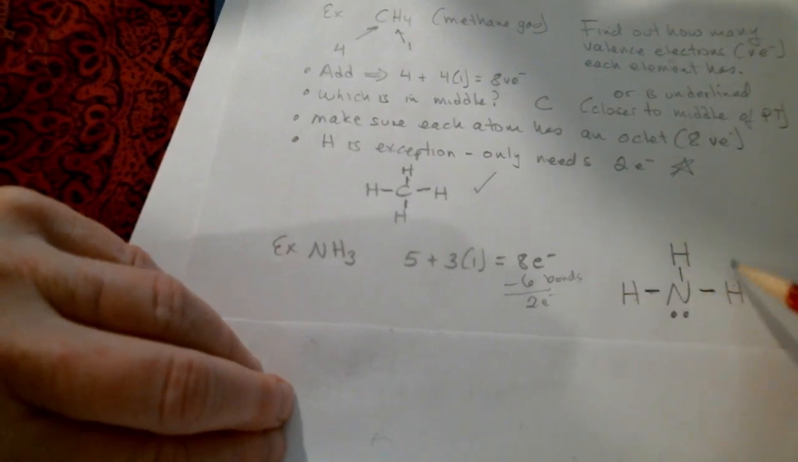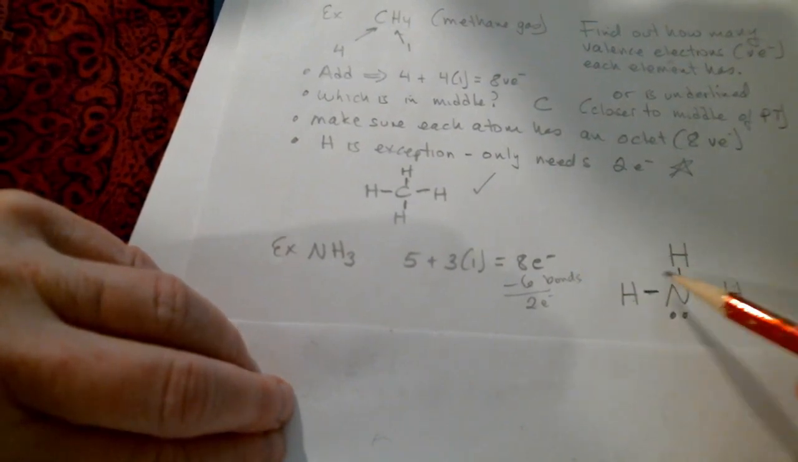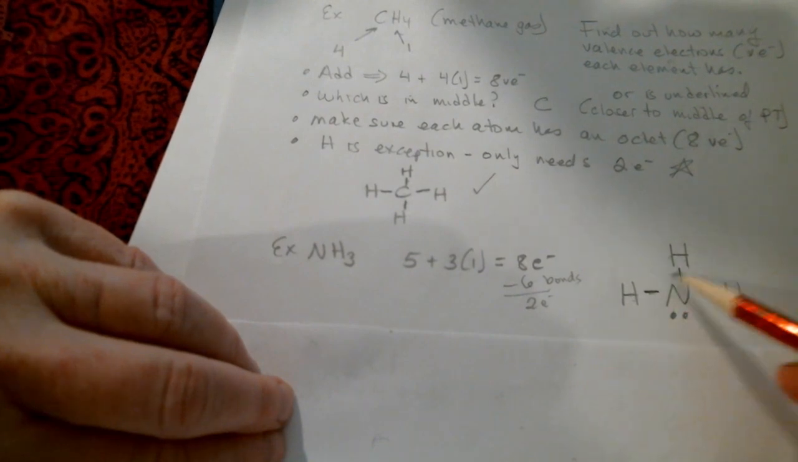Does everything have an octet? Well, hydrogen has 2, 2, and 2. Nitrogen, does it have 8 around it? 2, 4, 6, 8. Yes, so that would be the correct answer.